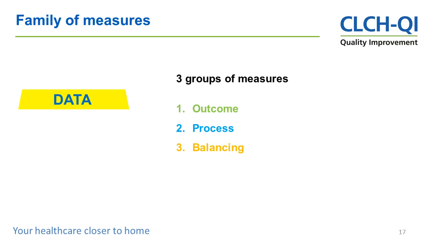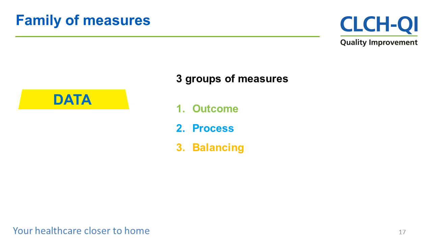The second measure is known as a process measure. These are looking at the processes that are in place in your improvement project or in the system that you're working in. Often it's linked to the changes that you're making, and it's looking at the uptake of those changes. So if you're implementing a care plan, then it might be the usage of that care plan. It might be the documentation in that care plan.